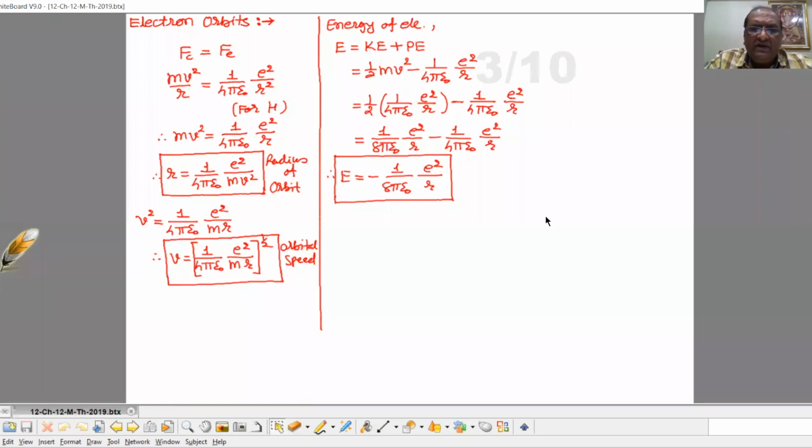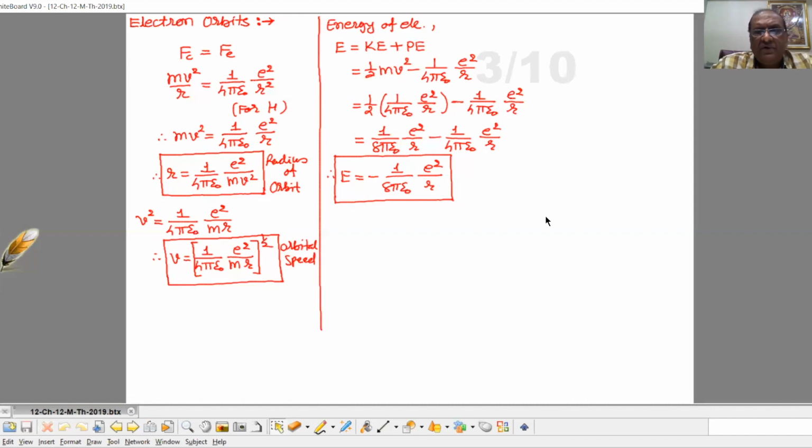Now next topic, that is electron orbit. Rutherford suggested that in an atom, the entire positive charge as well as almost the entire mass is concentrated in a small, tiny region at the center, which is known as the nucleus. An electron revolves round it. And he suggested that an electron can revolve in any orbit as per the energy possessed by it.